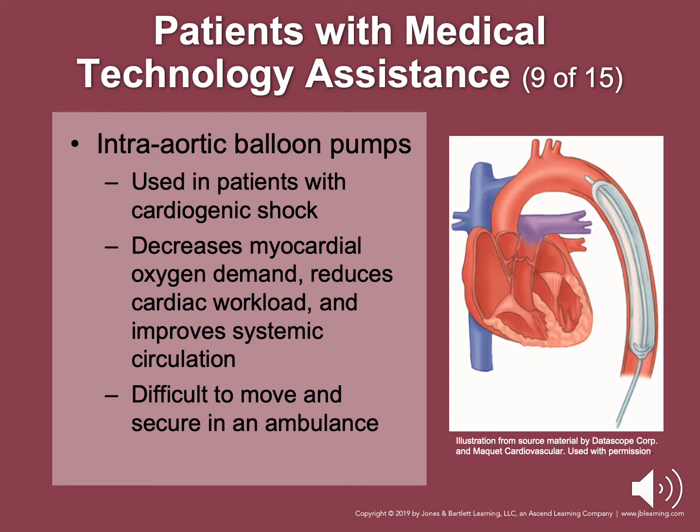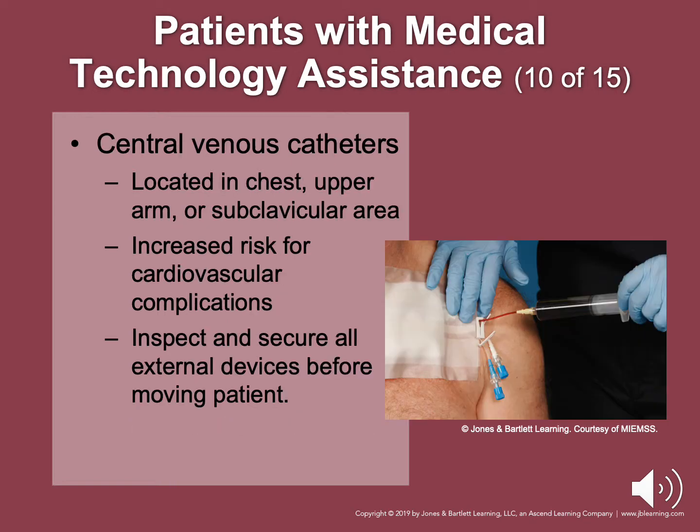All right, central venous catheters are located in the chest, upper arm, and subclavian area, with increased risk for cardiovascular complications. Inspect and secure all external devices before moving the patient.